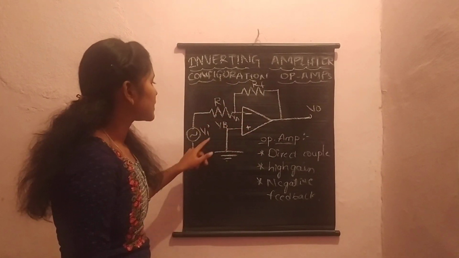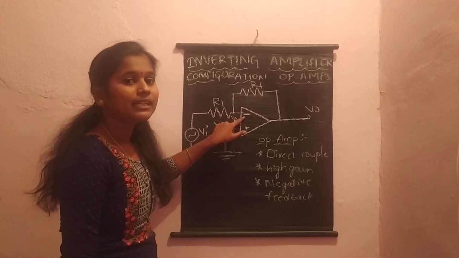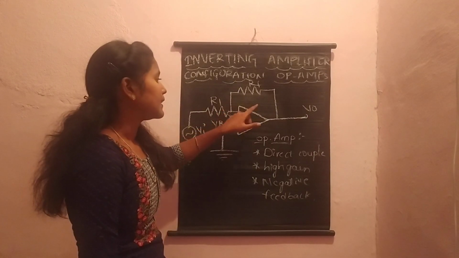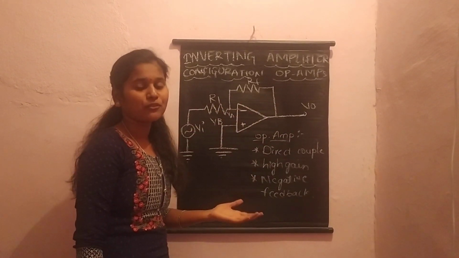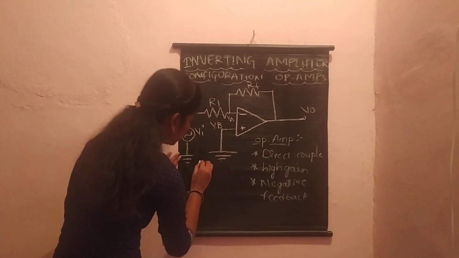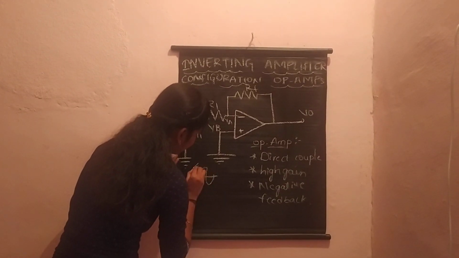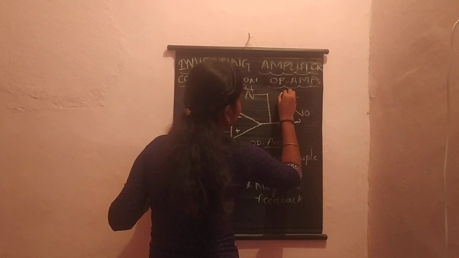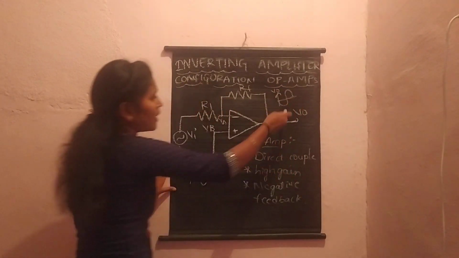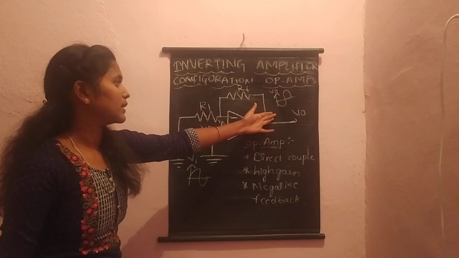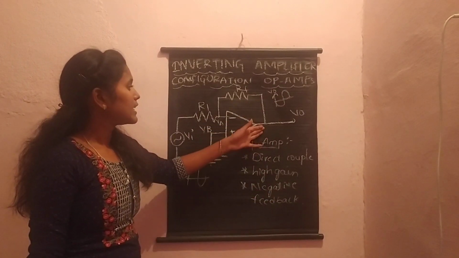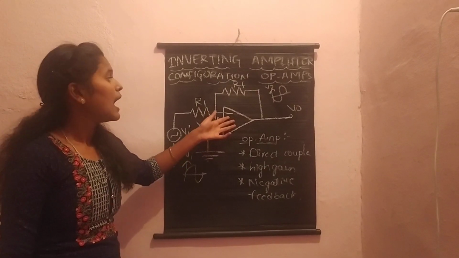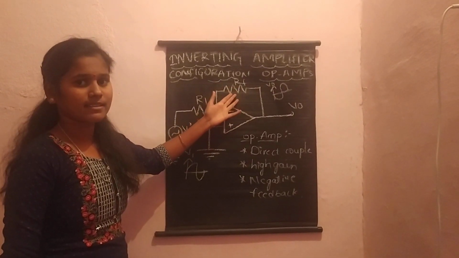Now, when we give a signal to the inverting terminal, it acts as an inverting amplifier and it appears 180 degrees out of phase in the output. For example, this is the output, 180 degrees out of phase, and the output is fed back to the input of the inverting terminal with the help of the feedback resistor.